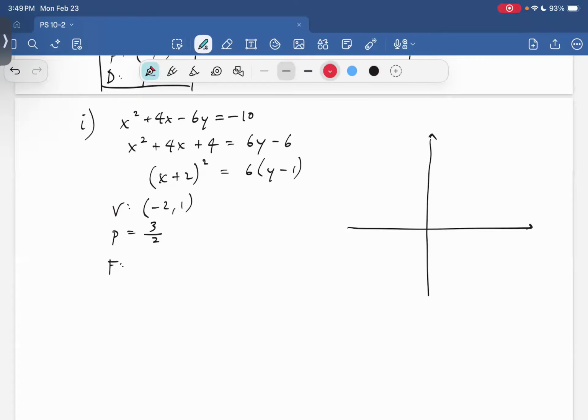Once again, this opens upward. So my focus is here. My directrix should be there. The focus will be negative 2 comma, and I'm moving up 3/2 units, so that will give me 5/2. The directrix is going to be y equals 1 minus 3/2, which is negative half.